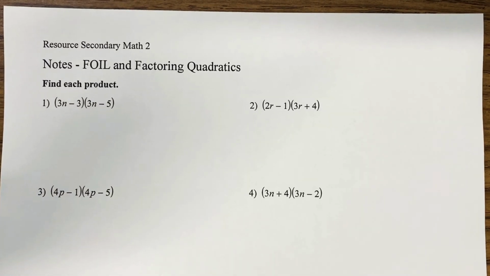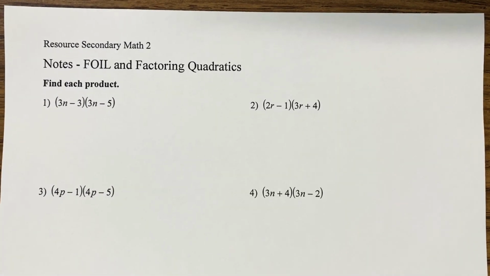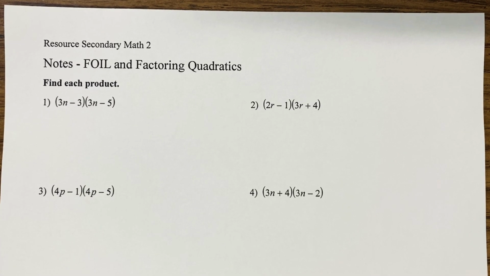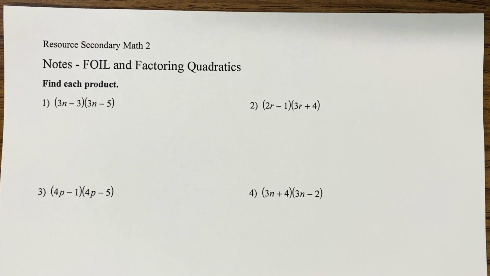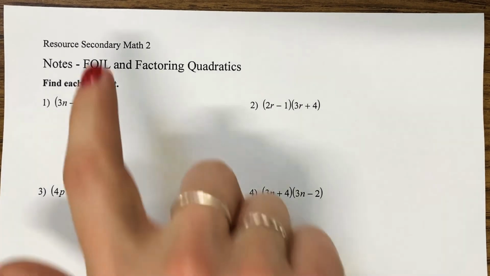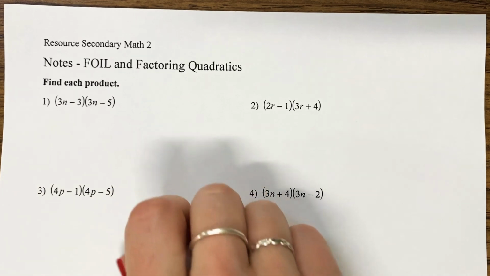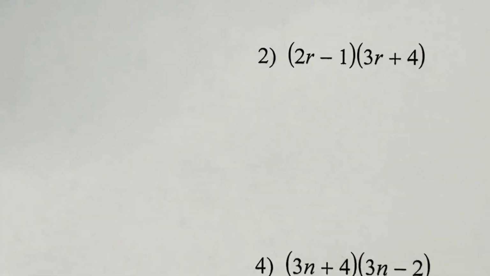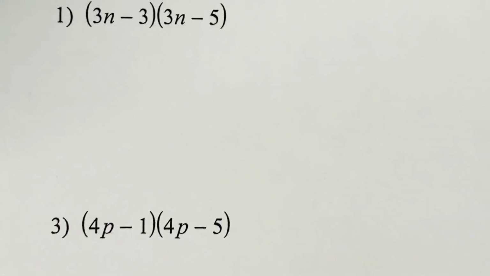All right, secondary math 2. We are going to be practicing factoring quadratics some more today, but we're actually going to do a little bit of review on multiplying binomials, okay? We can use FOIL or we can use the box method. Okay, so let's go ahead and review that because the first half of our notes, let me zoom out a little bit.